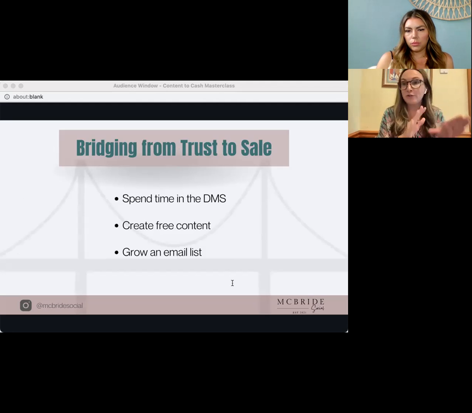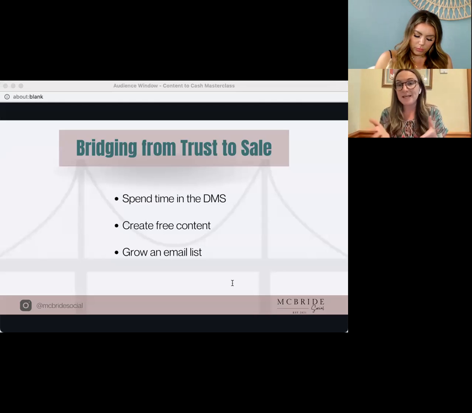So bridging from trust to sale. We've been talking about how to gain trust, and we've talked about those pitches. So really my biggest advice here is to spend time in the DMs. If you are using those story marketing pitches, and let's say you use a poll and say like, do you want to know more about this offer that I have? And people click yes, spend time in the DMs with them and really get to know them better, saying like, oh, what attracted you to wanting to know more about this? Or, tell me more about the problems that you're facing, or, tell me more about your life, whatever it is that relates to the offer you have to sell to them.